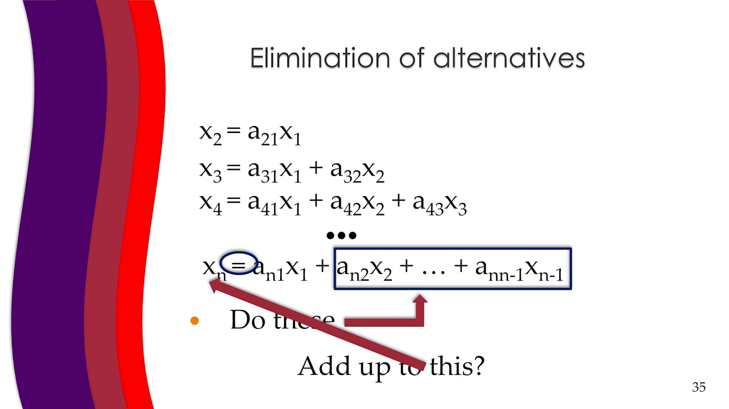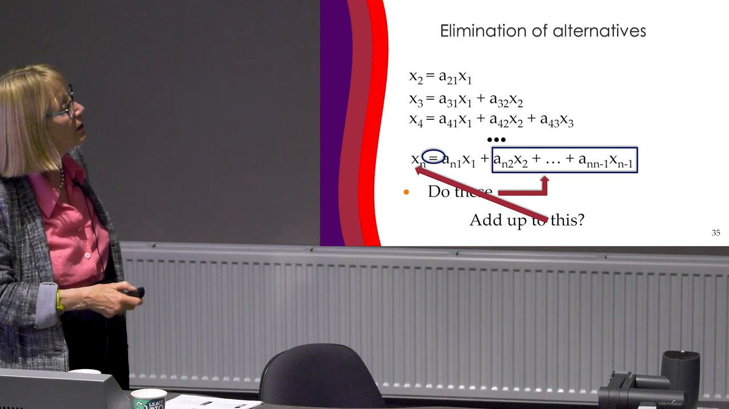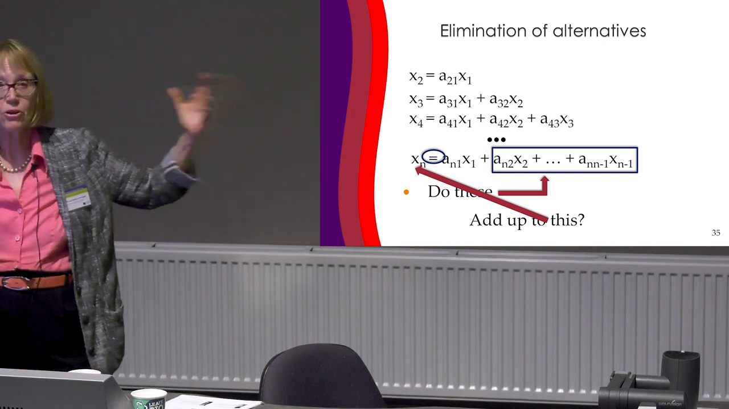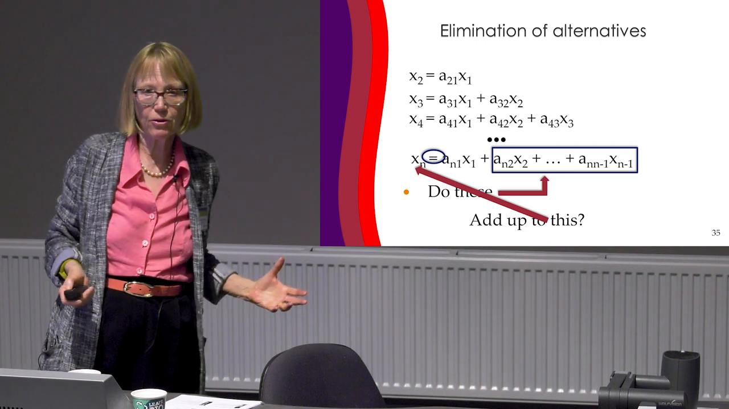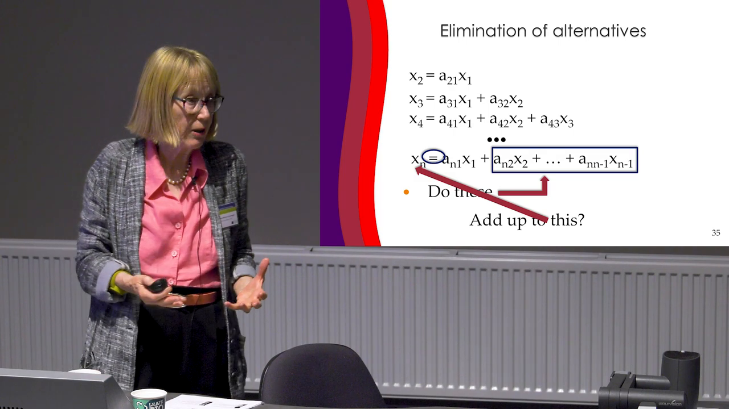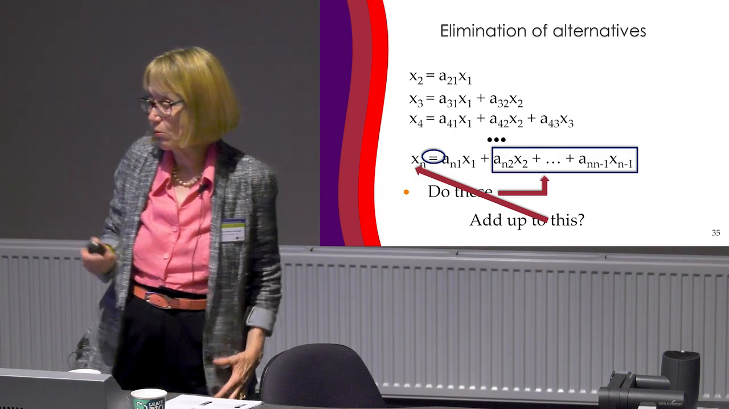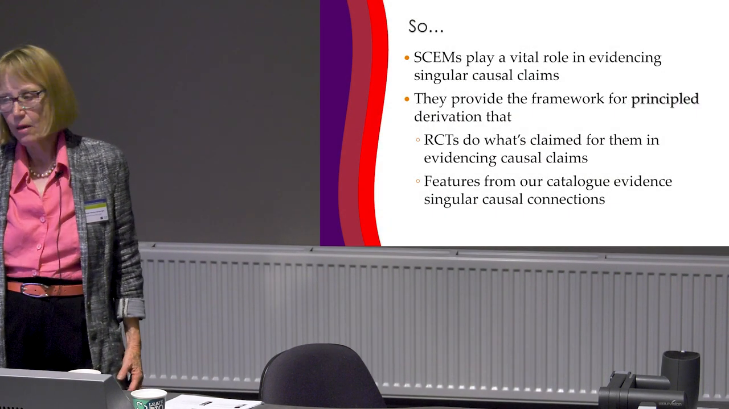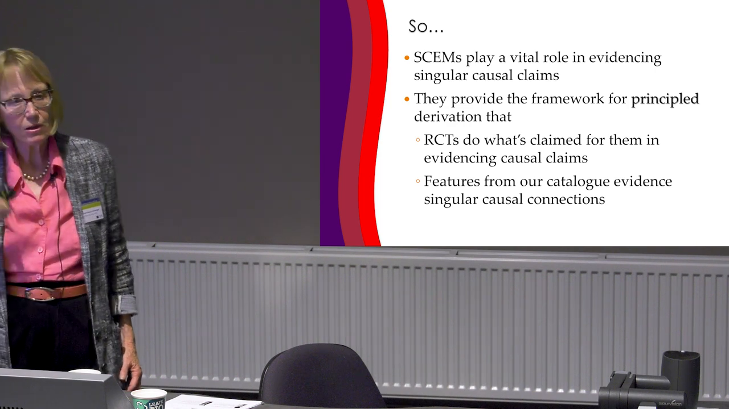Elimination of alternatives. Here are all the pies that could bring about the effect. The question is, are the other factors that could be doing it sufficient to do it? Do all of these add up to that? So again, the elimination of alternatives, which is a standard and obvious way to evidence any kind of claim, fits into the SCEM model very nicely. So SCEMs play a vital role in evidencing singular causal claims.